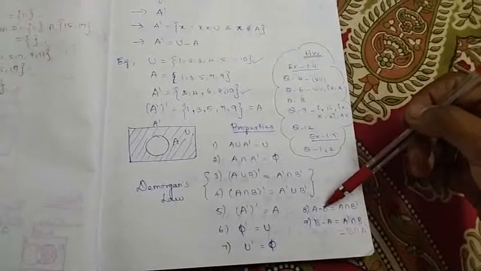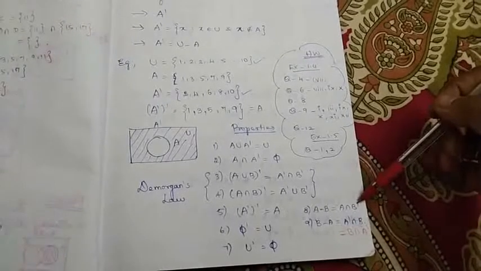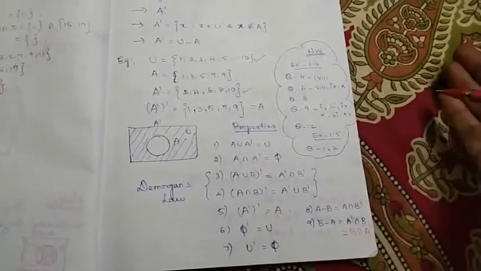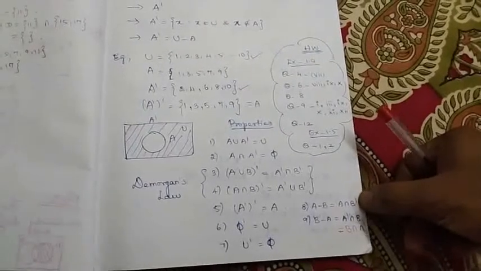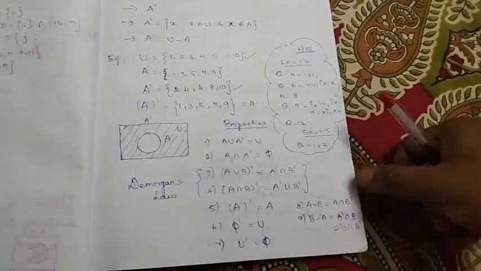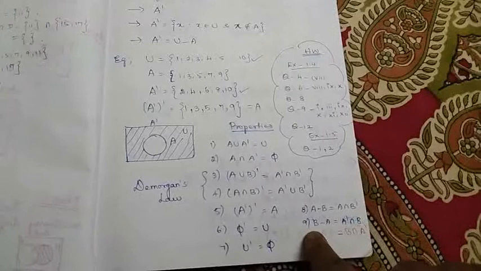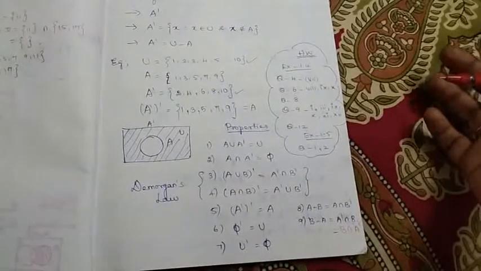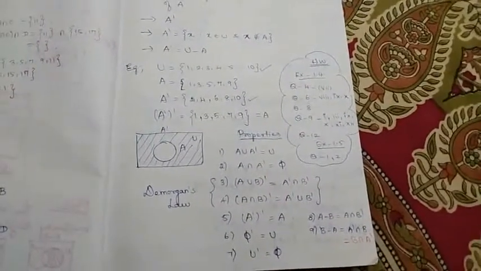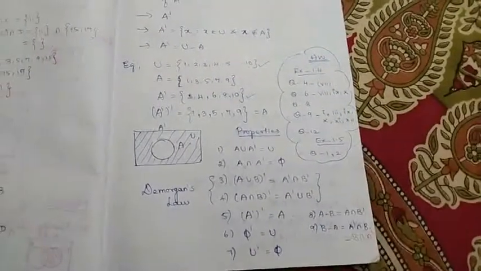A minus B can also be written as A intersection B dash. The definition itself says the set of all x such that x belongs to A and x does not belong to B. Does not belong to B means B complement, and 'and' means intersection. So A intersection B dash. B minus A means the set of all elements belonging to B and not belonging to A. Therefore, A dash intersection B. Right? So you have to remember all these properties as well, especially De Morgan's law, and these two laws we will be using in our problems.